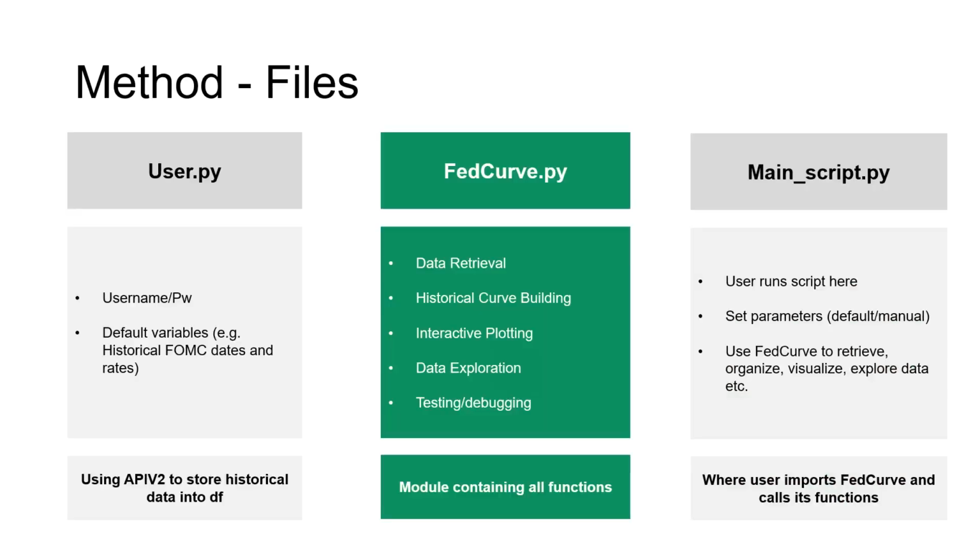For the methods, for how I organize my package, I have 3 main files: user.py, which contains your default username and password, and FedCurve.py, which is our main package. It contains all the functions we have written, and finally we call these functions in the main script, where we can do the plotting, do the visualization, explore the data, etc.